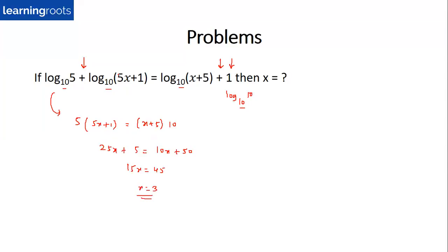Okay, if you try substituting values also, as x is equal to 3, you will get it right, because this will become 16 into 5, 80, and this will become 8 into 10, 80. Right? So that gives you x is equal to 3. But again, the starting point is making sure that you have the same base across, and then looking at the operator and then turning it into multiplication.